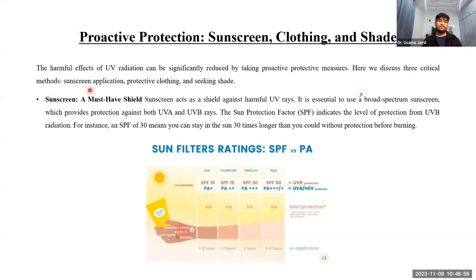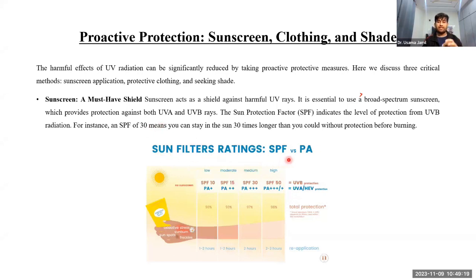So sunscreen, we are all aware of that. It is called sun protection factor, which we call SPF, and it indicates the level of protection from UVB radiation. There are a lot of sunscreens available from different companies in the market that show this value of SPF, of 30, SPF of 50, or a higher value than this.